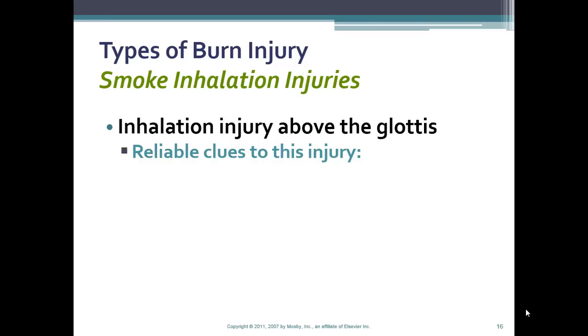Some clues that the patient may have this type of injury: they'll have singed nasal hair, singed eyebrows, the presence of facial burns. They might have some black soot around their nose and mouth. They might complain of painful swallowing, have a hoarse voice. Their clothing around their chest and neck might be burnt.